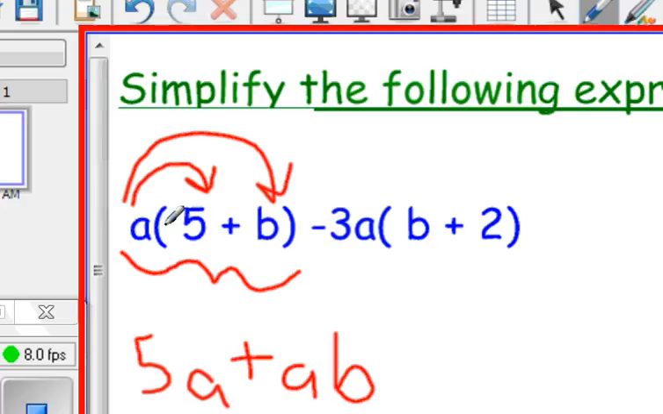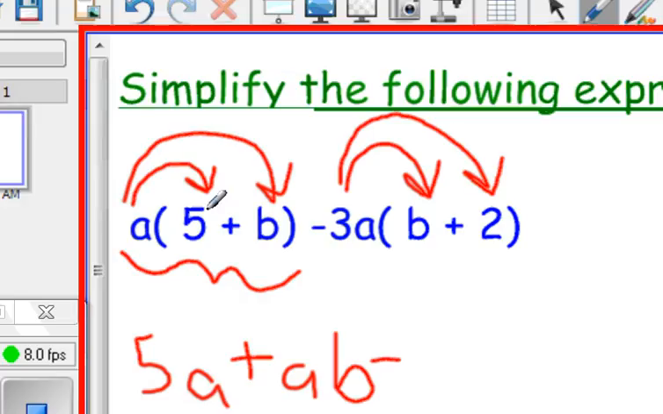Then we have a negative 3A, or minus 3A. Now negatives and minus signs are basically the same thing. So when I say negative or minus, it means the same thing. So we have the minus 3A times B, and then the minus 3A times the 2. When I multiply the minus 3A and the B together, it gives me a minus 3AB.